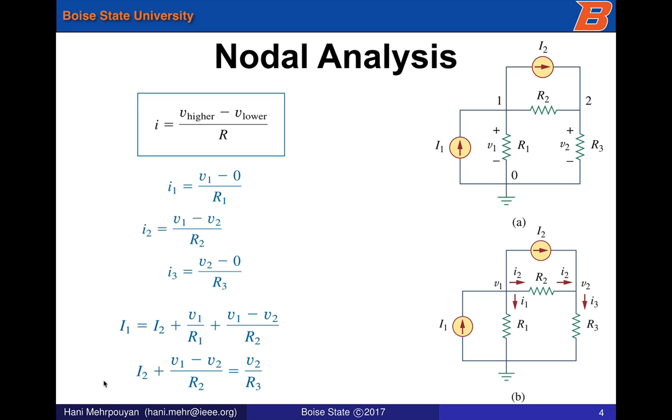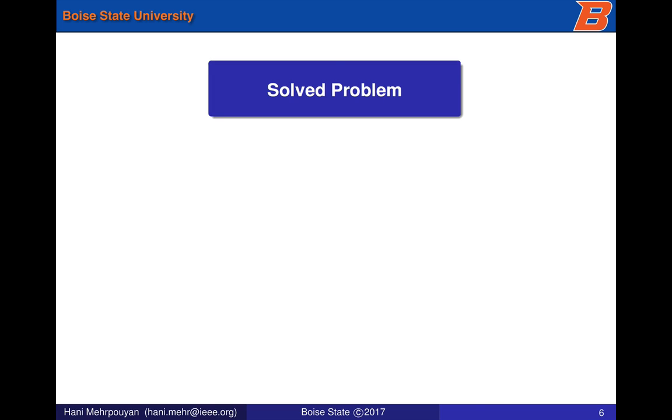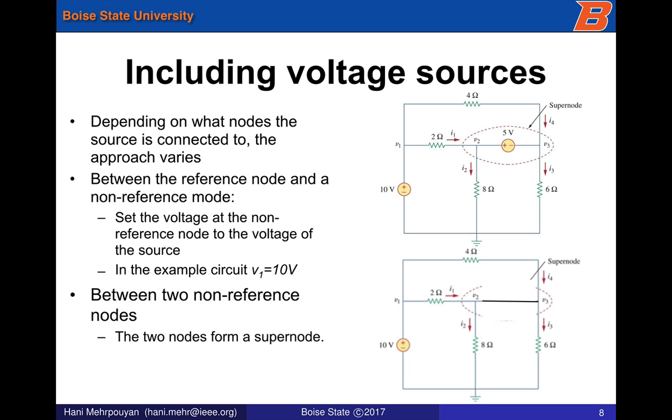So now we have two equations and two unknowns, V1 and V2. If we solve for V1 and V2, we can find all the I's also. So now we've been able to find all the currents and voltages within the circuit. So we will solve some problems in class, obviously, but there is one special case that comes up that we need to deal with.